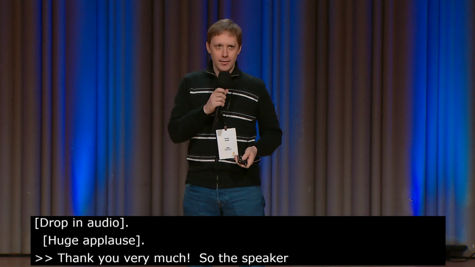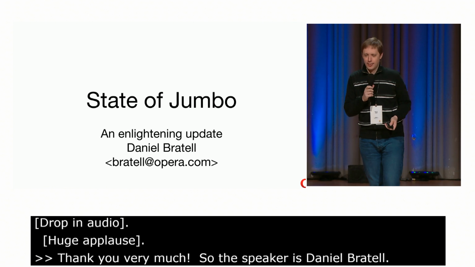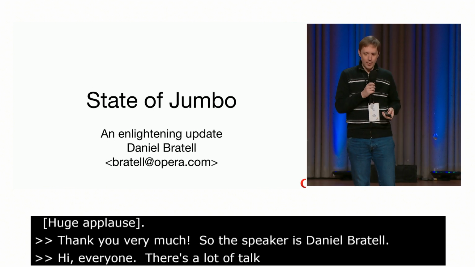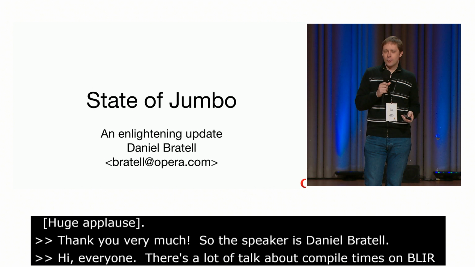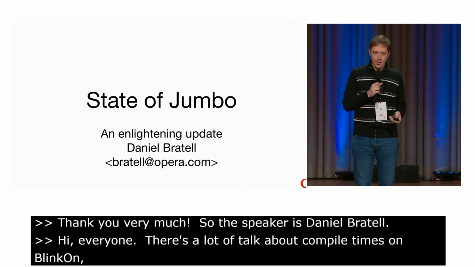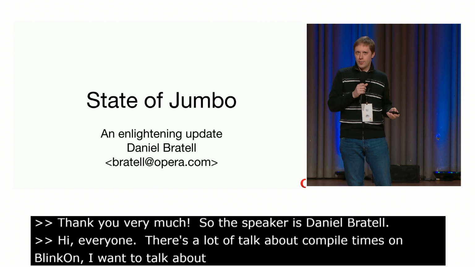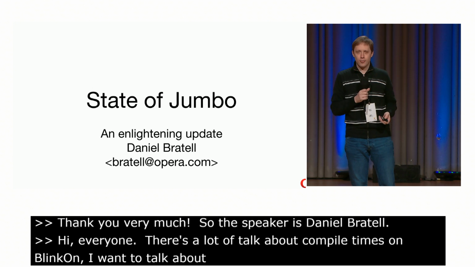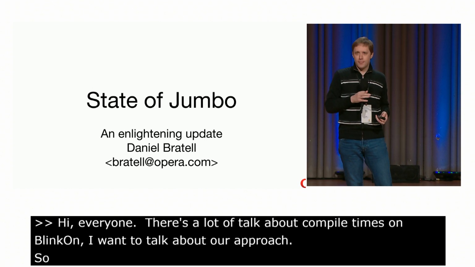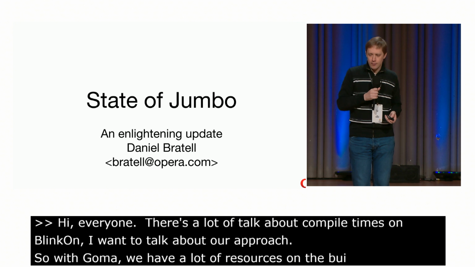Hi everyone. There's been a lot of talk about compile times this BlinkOn, and lots of talk about Goma. I want to talk about another approach to improving compile times. With Goma, you throw a lot of hardware, lots of resources at the build, and you make it much faster. But if you don't have many resources, then Jumbo might be the solution.